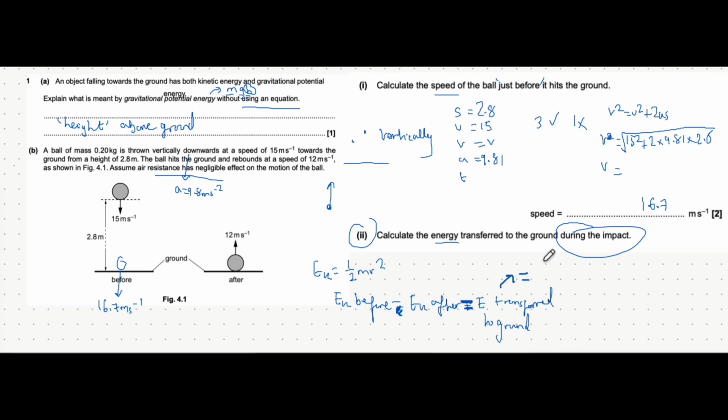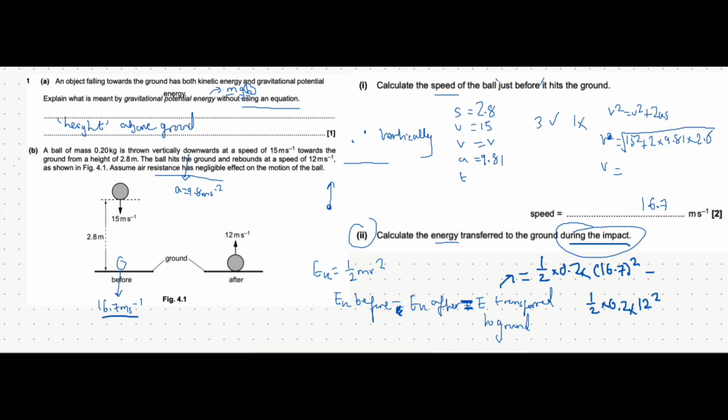Kinetic energy before is a half times the mass, which is, well, the mass of the ball is 0.2 kg, multiplied by the velocity squared. Another mistake students make is they take 15 as the velocity squared, but because we're specifically focusing on the impact time, we take the velocity just before impact. So that's 16.7 all squared. And you take away from that the value that you get when you do a half times mass times the speed after, squared.